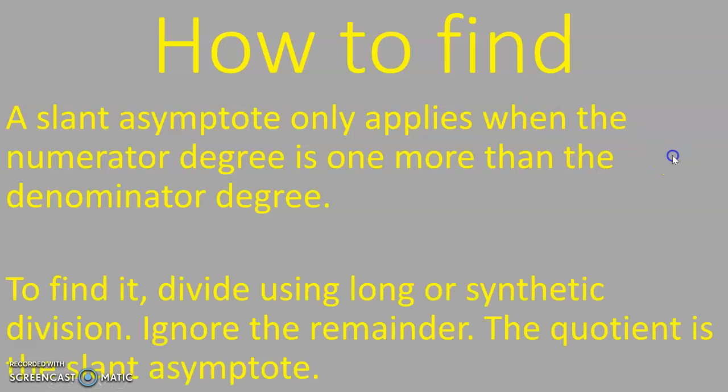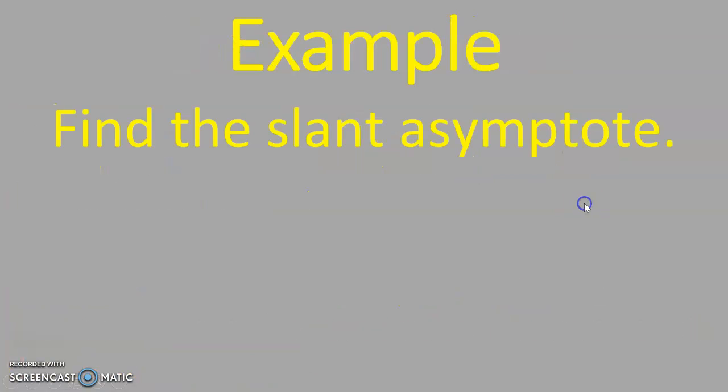Okay, so the way you find it is to divide, just create a division problem or work it like a division problem using either long or synthetic division, depending on what you have. You do ignore the remainder because the remainder becomes less significant as you extend the graph. The quotient is a slant asymptote. So let's look at an example to illustrate that.